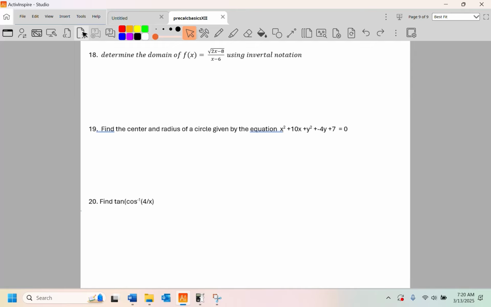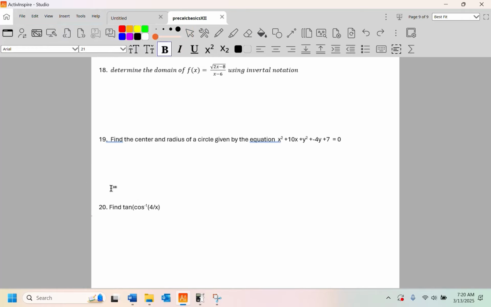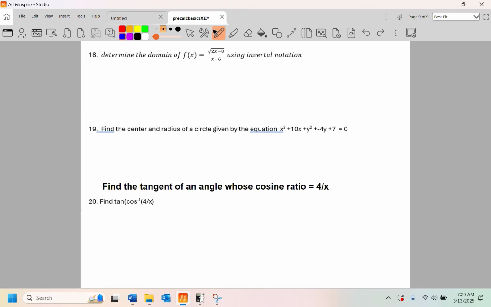So this is saying find the tangent of an angle whose cosine ratio is 4 over x. You have to learn how to read, but that's what it says. It says find the tangent of an angle whose cosine ratio is equal to 4 over x. So this is something that's very much drawable. Of course, you know cosine is adjacent over hypotenuse. So if I put my angle here, the adjacent side would be 4 and the hypotenuse would be x.